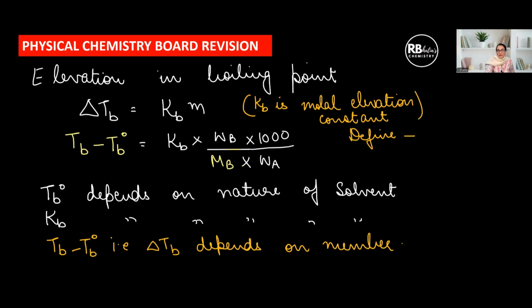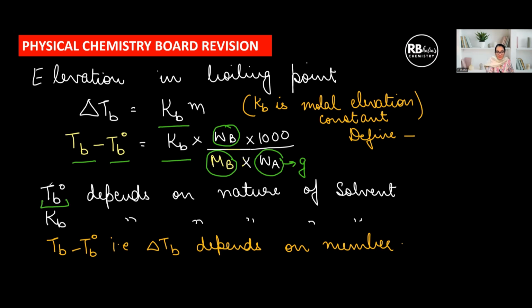Elevation in boiling point. What are the important points? Delta Tb is Kb m. This is again the formula to be applied for non-electrolytes like urea, glucose. What is Kb? Molal elevation constant or ebullioscopic constant. Please remember its definition, which says it's the elevation in boiling point for a 1 molal solution. Okay, remember its units. Tb minus Tb naught goes by this formula: weight of solute, molecular weight of solute, weight of solvent in gram, and into 1000.